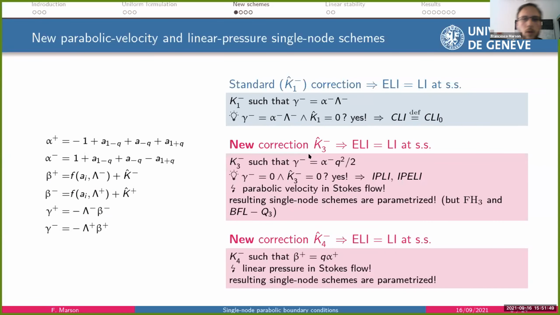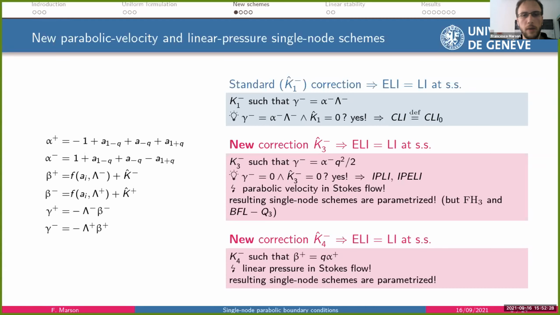Now, let's consider these K corrections and what is new from this point of view. Usually this K correction has been developed to give parametrization to the boundary conditions. Now we can apply this K to different families of schemes, like the classic linear schemes, the LI. One of the most famous boundary conditions in this family is the Bouzidi scheme, for instance. And if we apply this correction, then we get parametrization.